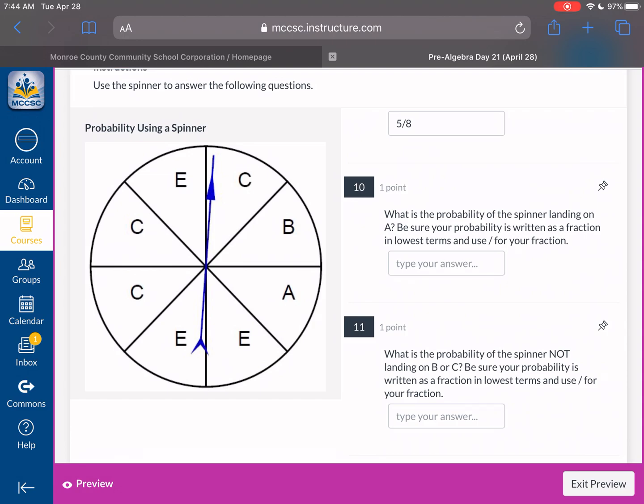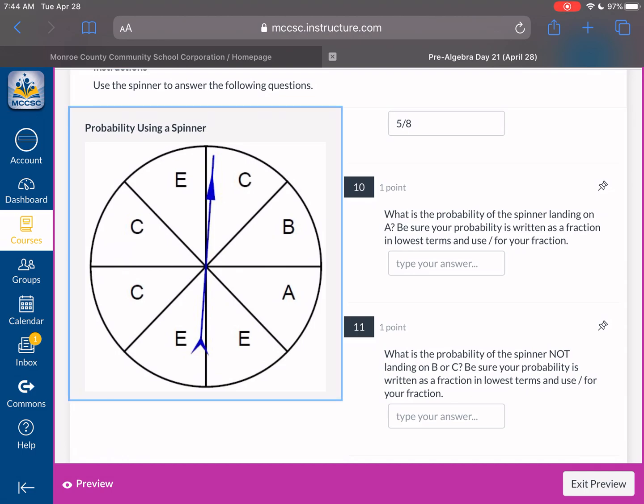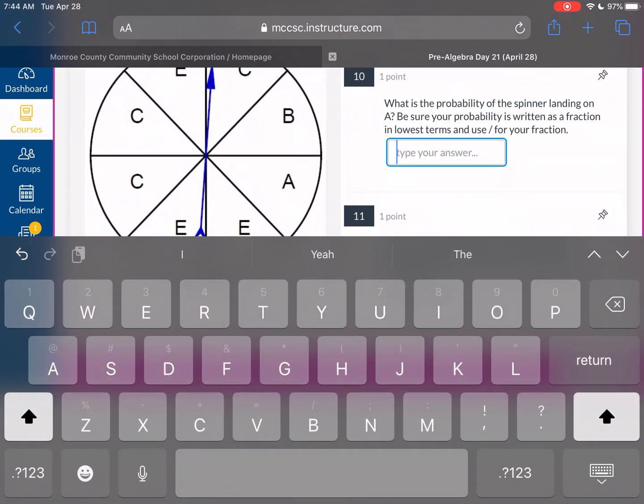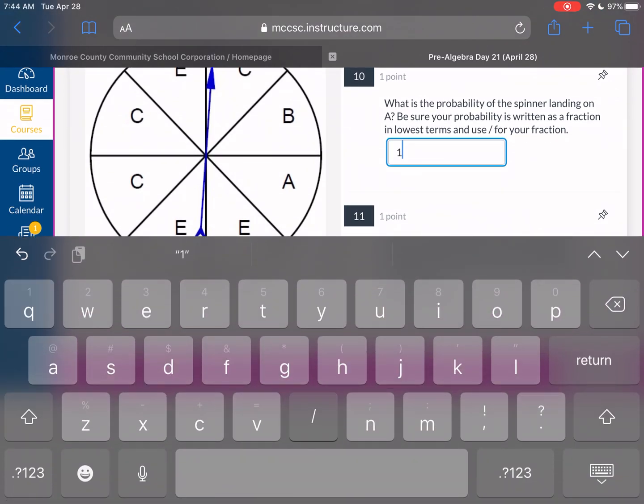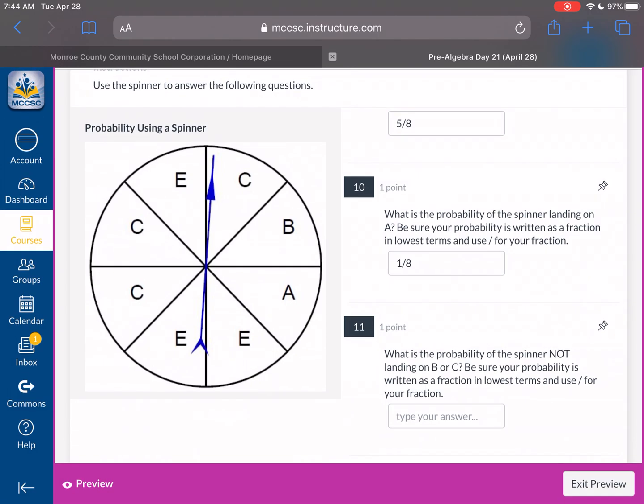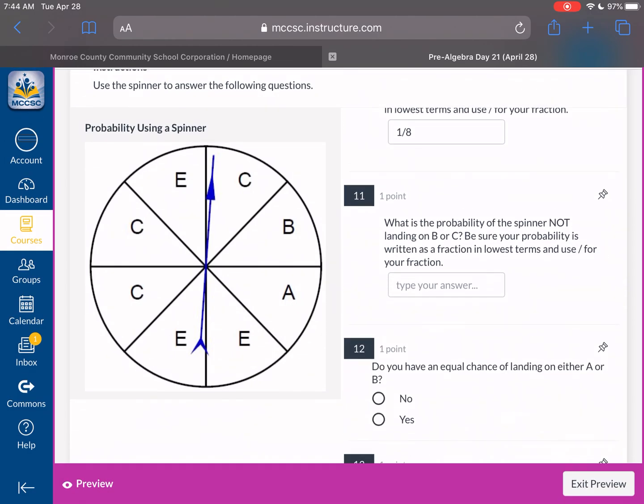Now let's do number 10. What is the probability of the spinner landing on A? I only see exactly one A on my spinner. So that's 1 out of the total 8 sections. And that's it.